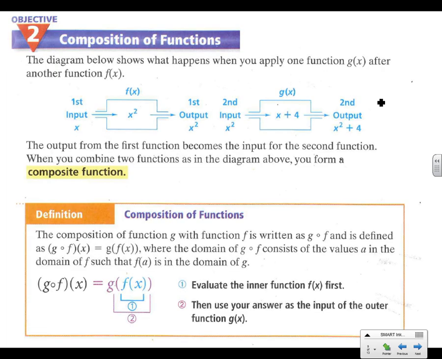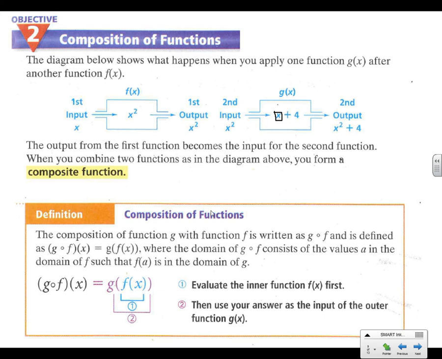All right, now let's talk about compositions of functions. This diagram is a nice way of showing the order. If we have f of x and then g of x, and we put x into a function where it's being squared, it comes out as x squared. Then if we put it into another function, x plus 4, we take x squared and plug it in for the x value, and it comes out as x squared plus 4. So we're just doing them in order.